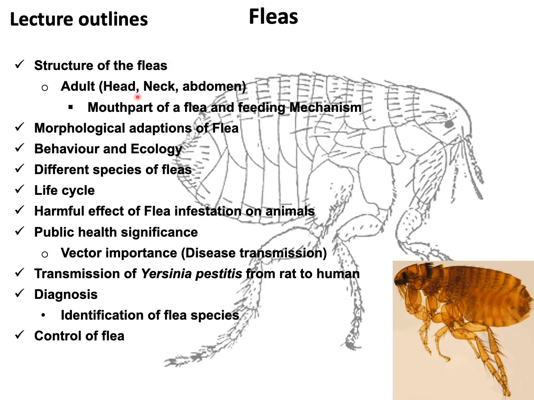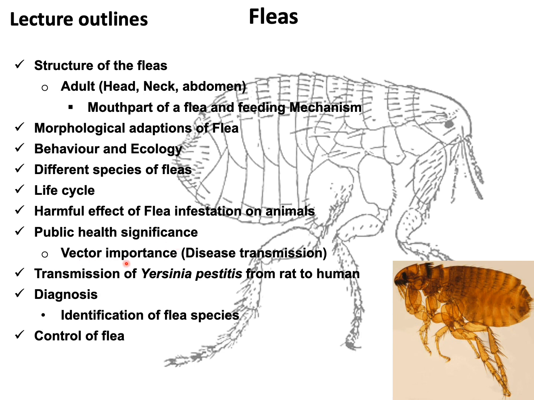So in this video lecture, I'm going to talk about the morphological features of the flea and the morphological adaptation of the flea, which enables them to move through the body coat of the animals very easily. Later on, I'll talk about the behavior and ecology, different flea species that are important for man and animals, life cycle, and obviously the harmful effect of flea infestation on animals as well as man.